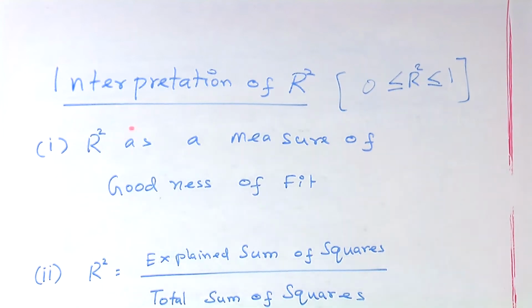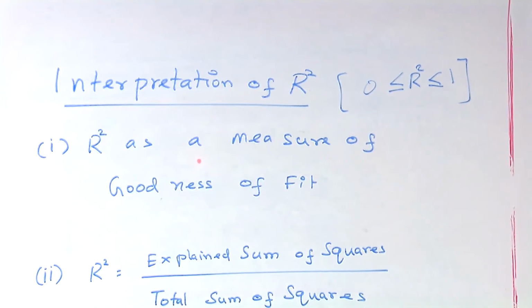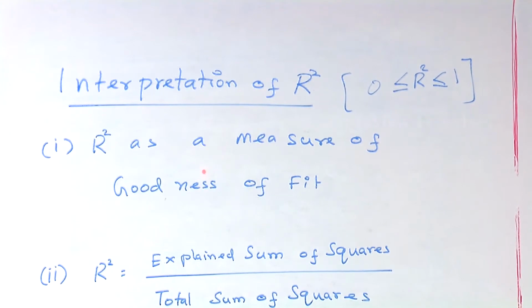Now let us see how the r square is interpreted. There are 3 possible interpretations of r square in the literature. R square is taken as a measure of goodness of fit. The greater the r square, the better the goodness of fit. That means if r square is near 1, the model is supposed to be a better fit model. If r square is near 0, the fit of the model is bad. So r square is taken as a measure of goodness of fit.